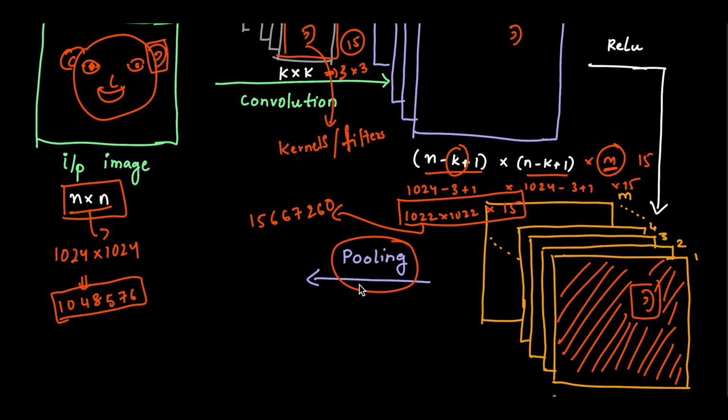So that is the idea of pooling. In pooling, we'll try to reduce the size by only considering majorly this part. How will we be doing that?